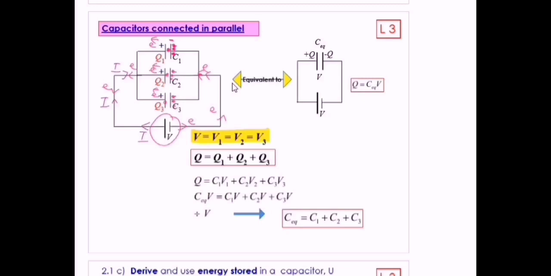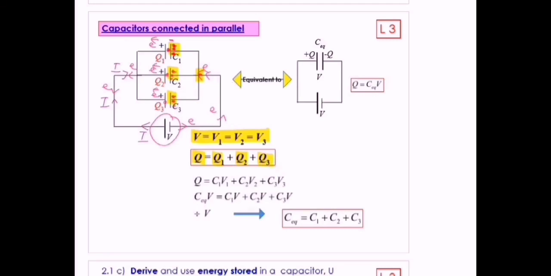And this time, when the capacitance is equal, the charge needs to be added up. So to calculate the total charge, we need to add up all the charges since it splits here into three parts. So the total charge needs to be added up. So we add Q1, Q2, and Q3.